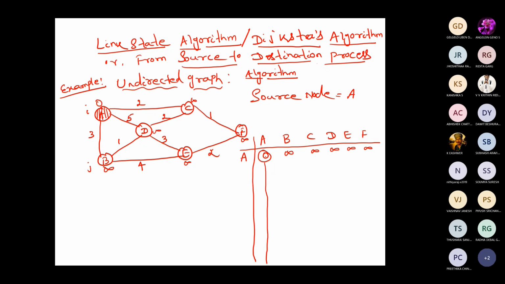Now we have to find out, from A is 0, that is configured here. So if you find out what nodes are available, A is connected to B, A is connected to D, A is connected to C. But the remaining nodes E and F are not reachable from A. So for those distances, we will see later.